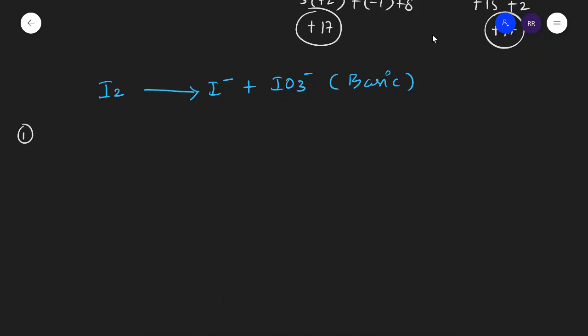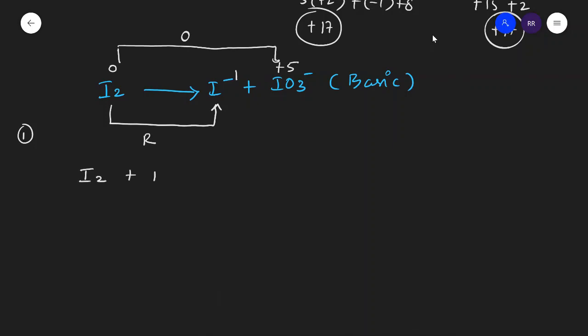We have to identify the elements undergoing oxidation and reduction. Here, what is the oxidation state? 0, -1 and 0, +5. 0 to -1 is reduction and 0 to +5 is oxidation. Reduction by how many units? 1 unit.